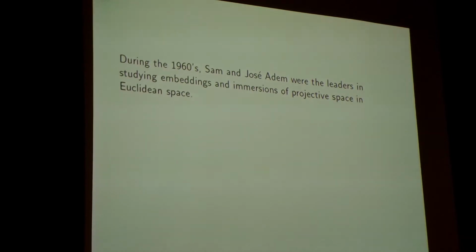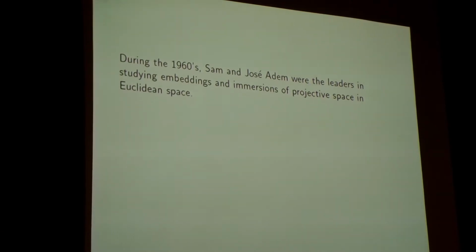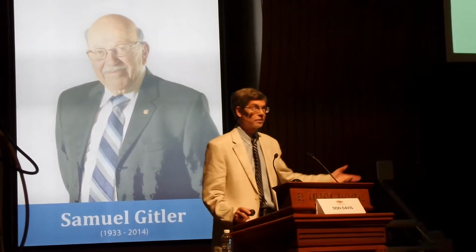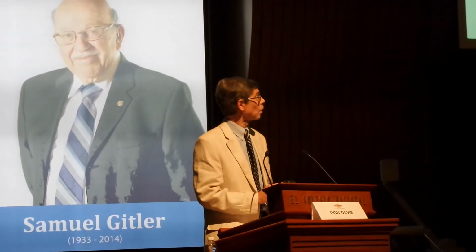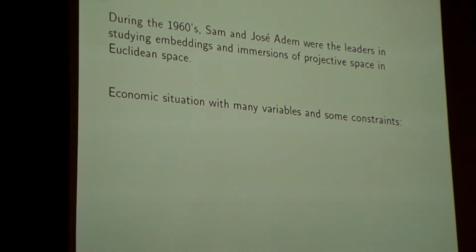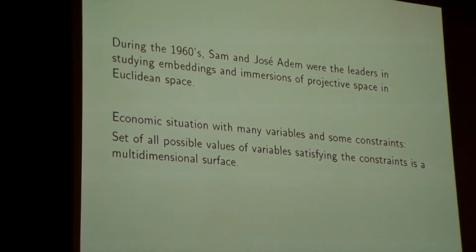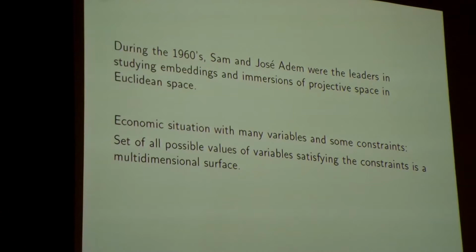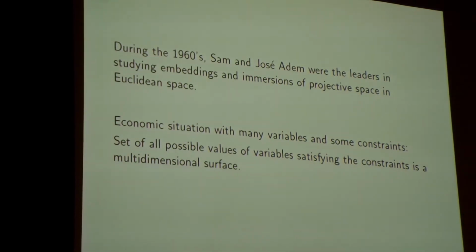There's quite a bit of overlap with what I say here in the first couple of minutes and some of the talks already today. But I want to talk about how in algebraic topology we deal with spaces of many dimensions, 100 or 1,000 dimensions, and how could such a space come up in the real world? Well, one way is that if you had an economic situation with many variables and some constraints, then the set of all possible values of those variables which satisfy the constraints is a surface of many, many dimensions. And algebraic topology can study that, and algebraic topology has had useful applications in economics for that reason.